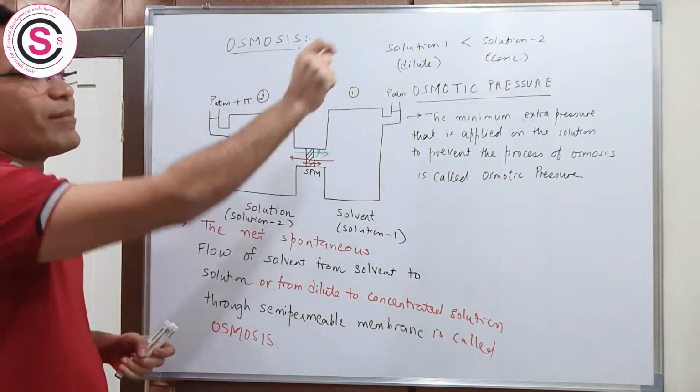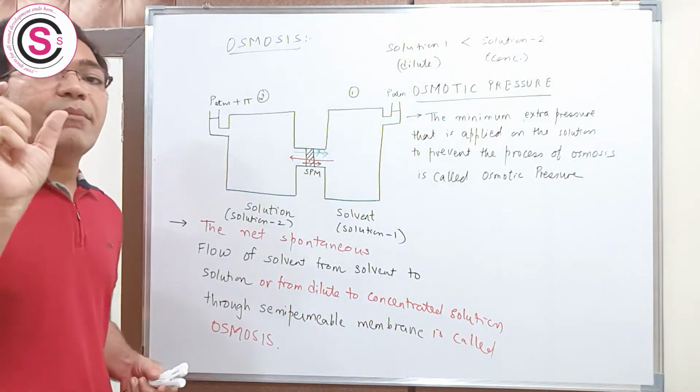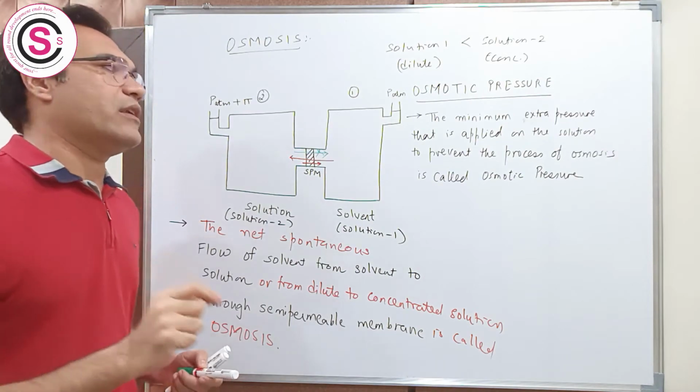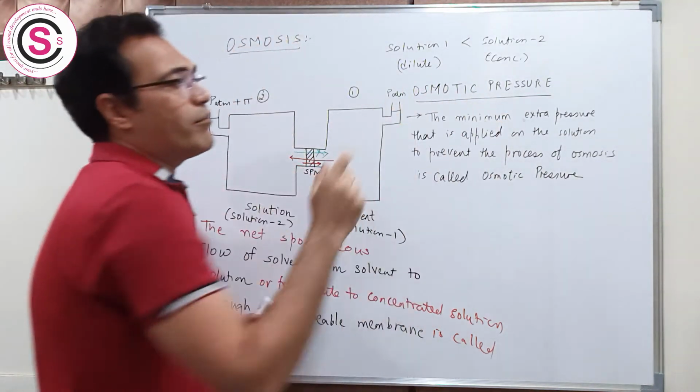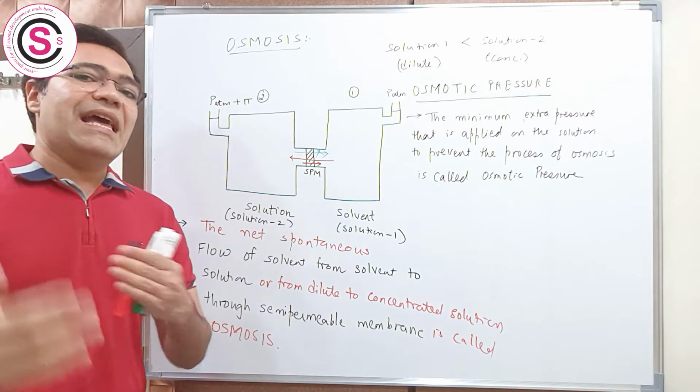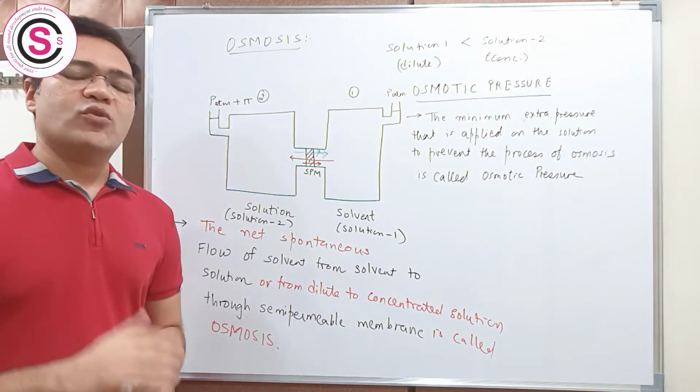So, what is osmotic pressure? It is the minimum extra pressure. Right? It is the minimum. See students, here each and every word is important. Why are we using the word minimum? Because if the pressure is less than the osmotic pressure, then the process of osmosis will occur.